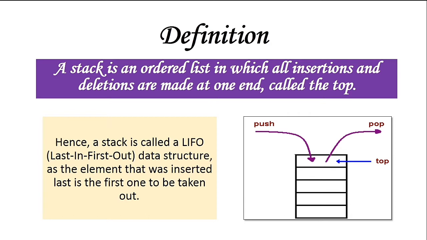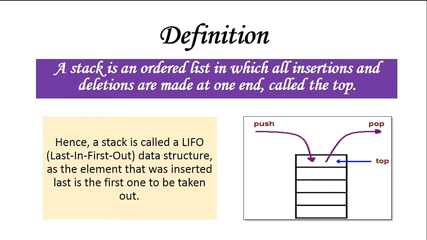So let us move to the definition of stack. As all of you know, stack is nothing but the linear representation of some data. So linear representation in the sense you are going to represent the data either horizontally or vertically. Usually stack will be represented in the vertical manner. So here a stack is an ordered list in which all insertions and deletions are taking place in one end. That is called as top.